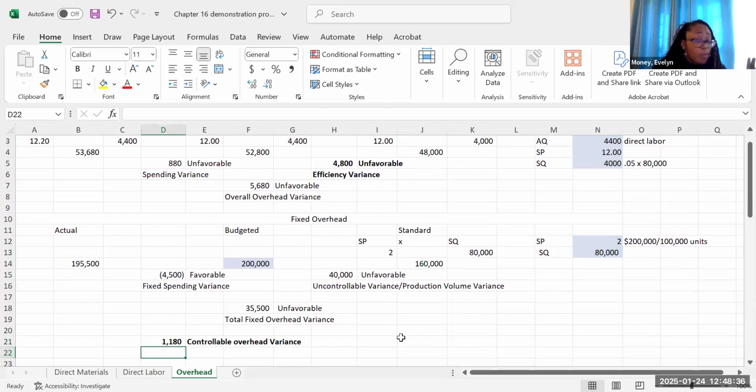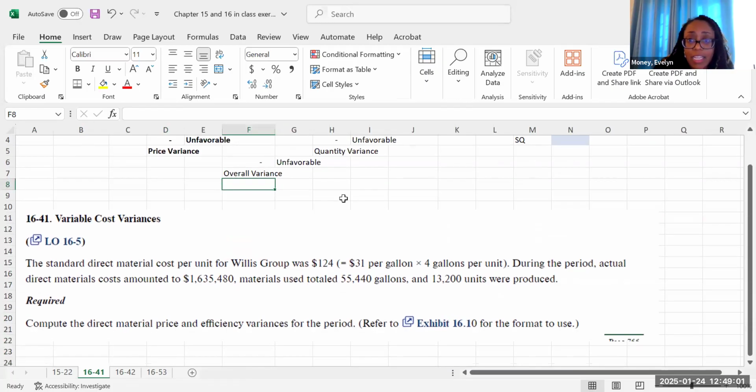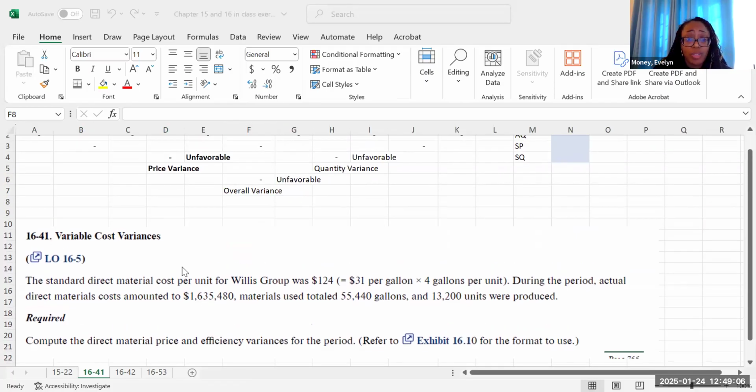All right, if you don't need any more problems, you feel good, by all means, go ahead and start on the homework. But I'm going to continue the video if you need more reinforcement for materials, labor, and overhead by looking at the chapter 15 and 16 problems. So we already did the chapter 15 problem. So let's keep going so that we can see something where the information is organized a little bit differently. We're still going to do this from the standpoint of materials, labor, and overhead.